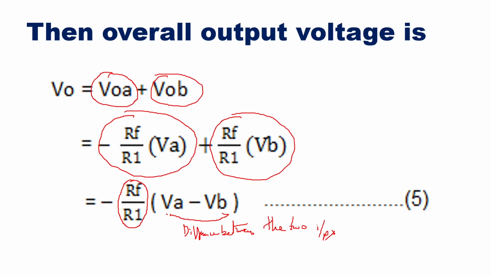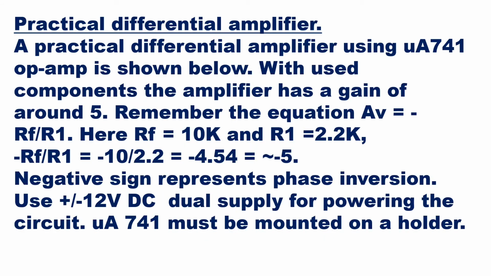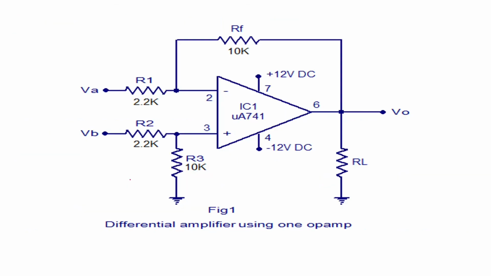Now if you want to see a practical circuit, we can have a practical differential amplifier using op-amp 741, which can use some valued resistors, and the gain will be RF upon R1 minus RF upon R1. Here you can take RF as 10 kilo ohm, R1 as 2.2 kilo ohm, and then you can use the proper DC supply voltages, and you can mount the 741 on a holder, and you can show a circuit of this kind where you are using op-amp 741.